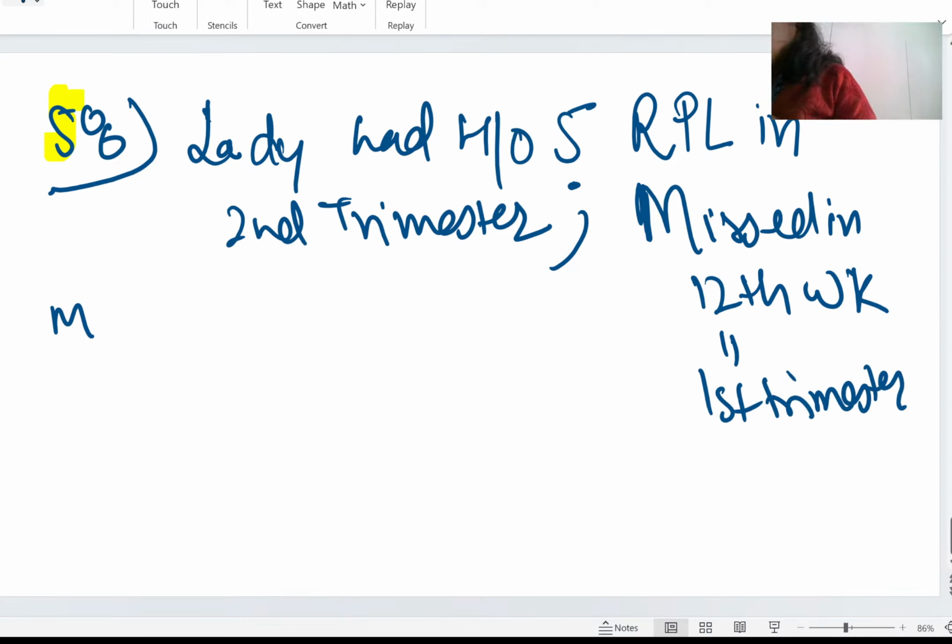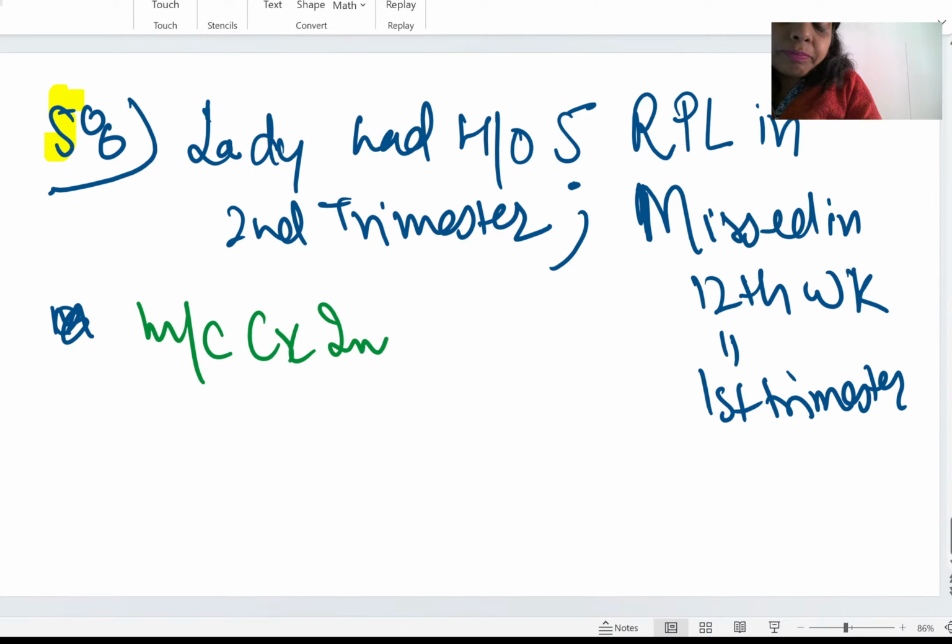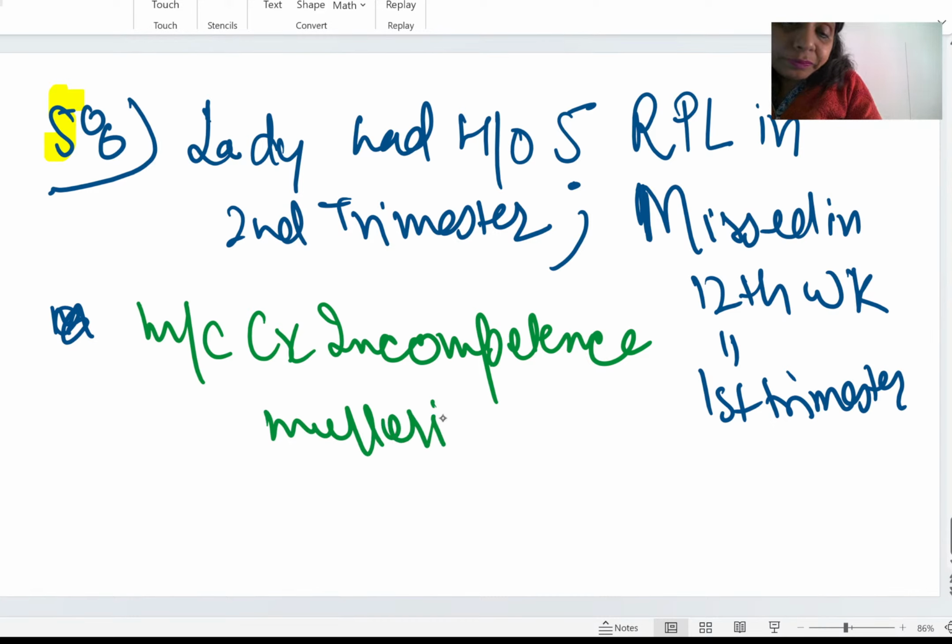Okay, so this can be the case of cervical incompetence or anatomical. So the most common causes are cervical incompetence, or Mullerian anomalies, and the third cause is APLA syndrome.